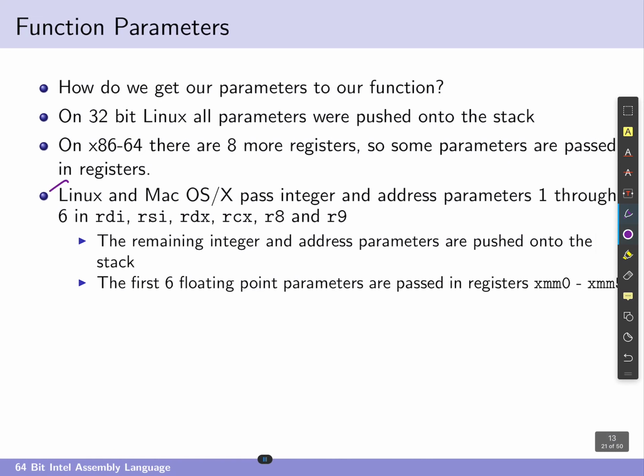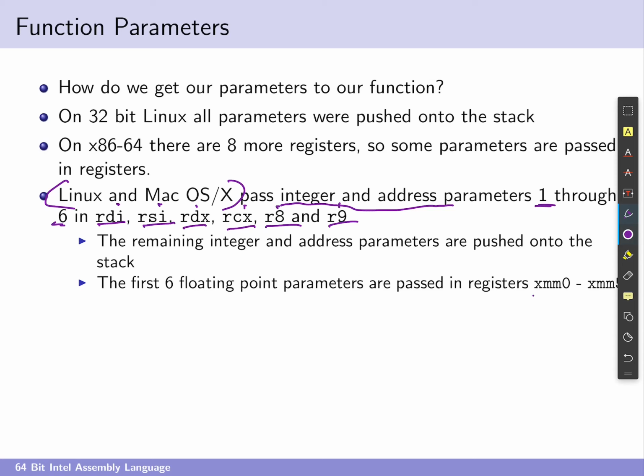Now in Linux and in macOS, we pass integers and address parameters using the following 6 registers. So corresponding to the first parameter all the way through the 6th is RDI, RSI, RDX, RCX, R8, and R9. So parameter 1, 2, 3, 4, 5, and 6. If we have more than 6 parameters we wish to pass, we have to push those onto the stack. But by and large, the majority of your programs will require less than 6 parameters.